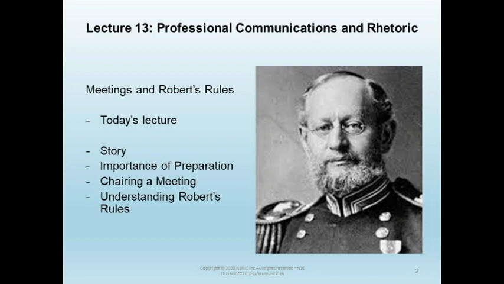This led him to write out his own set of rules, which he presented in 1876 as a pamphlet called The Pocket Manual of Rules of Order for Deliberative Assemblies. The popularity of the pamphlet led Robert to expand and revise his rules, resulting in the publication of the first edition of Robert's Rules of Order in 1876. The book was an instant success, and it remains a popular guide for conducting meetings to this day.